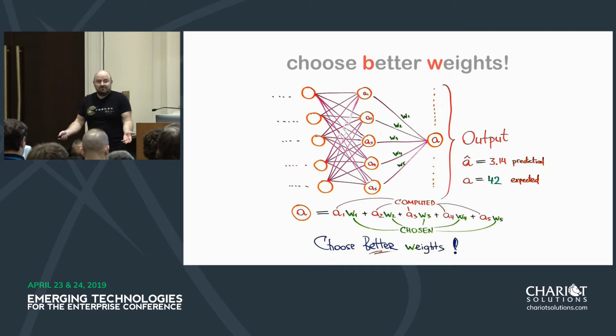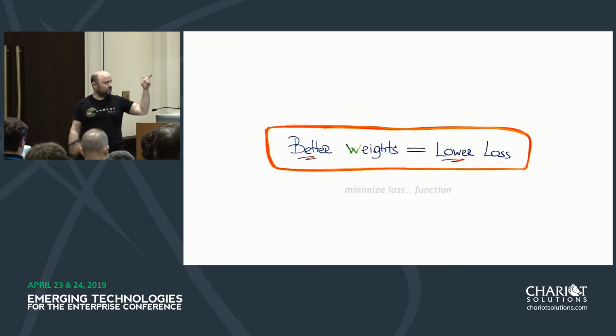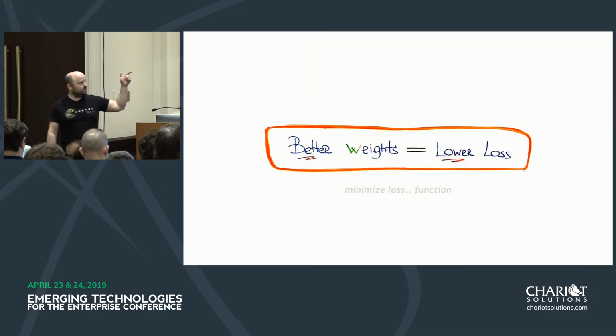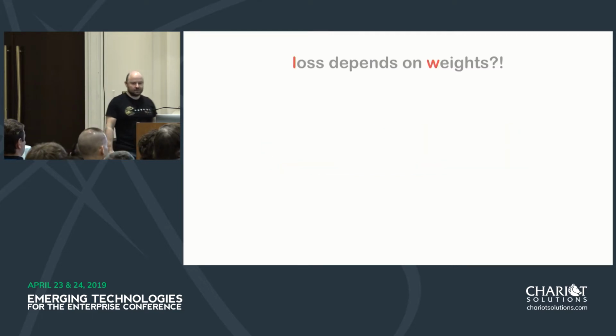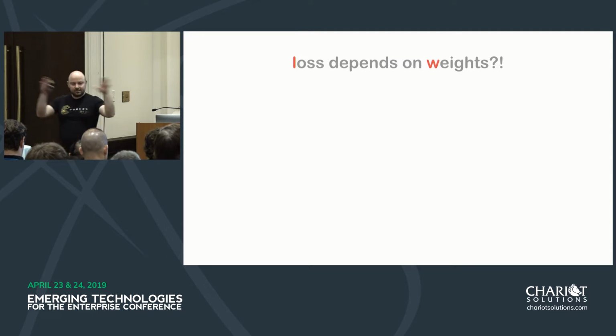Because what does it even mean to choose better weights? Do we choose any numbers? Do we go for eternity from minus infinity to infinity? What it means is we need to choose better weights to lower the loss, which I already mentioned. But does the loss even depend on the weights? The whole point of this exercise is to drive the loss down.